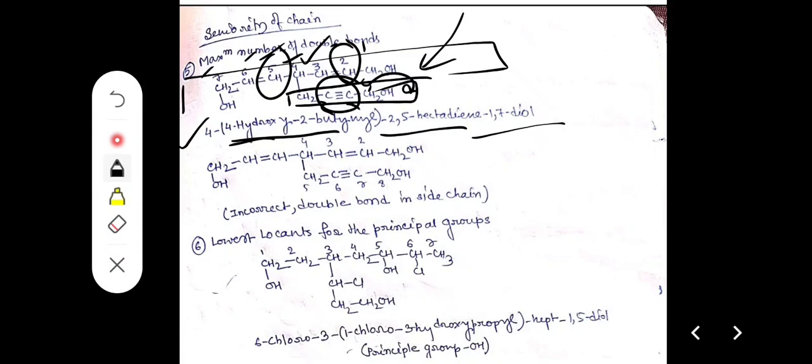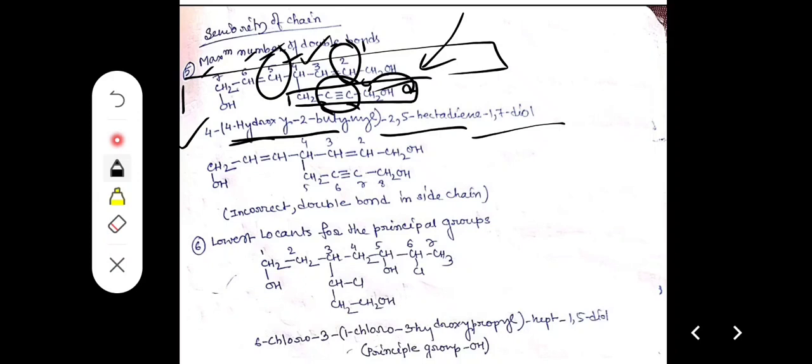Okay, so it should be remembered that if 2 chains are there, one chain having the OH group as well as the maximum number of double bonds, and the other chain having OH but a triple bond, we have to consider the chain having the maximum number of double bonds as the main chain. Okay.